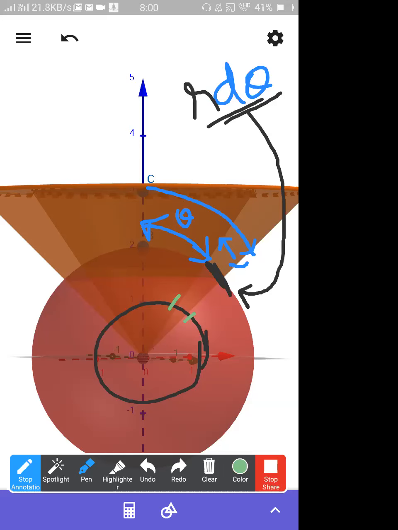So my arc length depends on two factors. One, it depends on the radius. If you choose a bigger sphere, you will get a larger arc length. And once the sphere radius is fixed, by varying d theta, you can vary the arc length value. So finally, if you vary theta, you will get an arc length of r d theta.